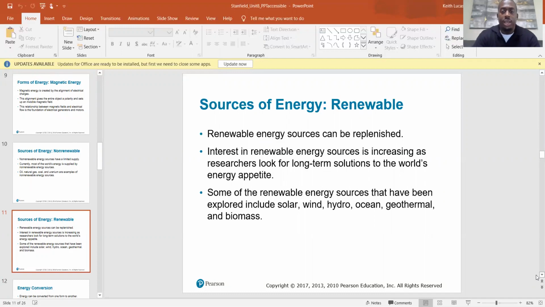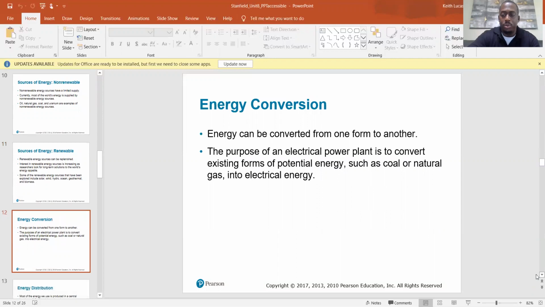Renewable energy sources. So renewable energy sources can be replenished. Interest in renewable energy sources is increasing as researchers look for long-term solutions to the world's energy appetite. Some of the renewable energy sources that have been explored include solar, wind, hydro, ocean, geothermal, and biomass. Solar probably the most popular at the moment.